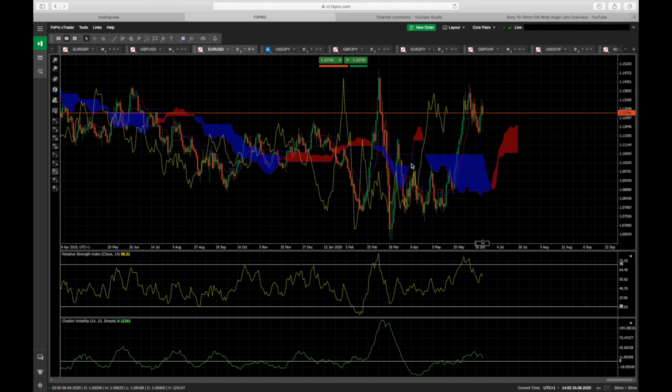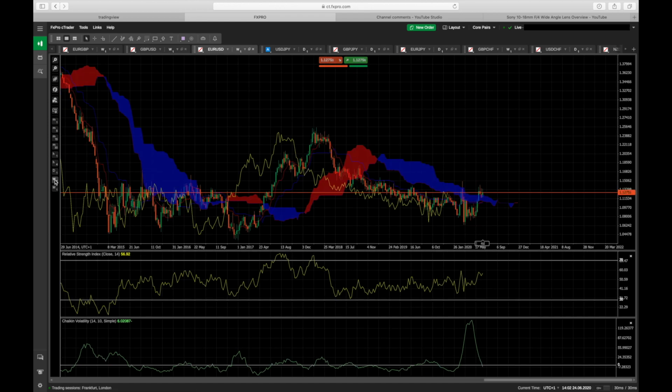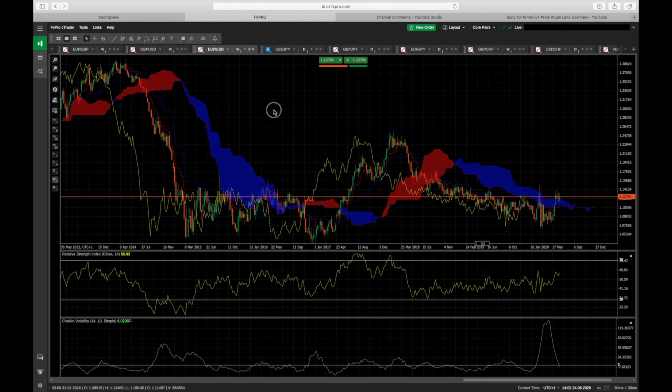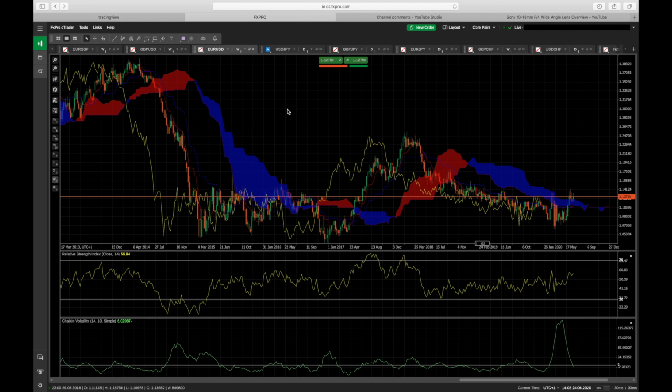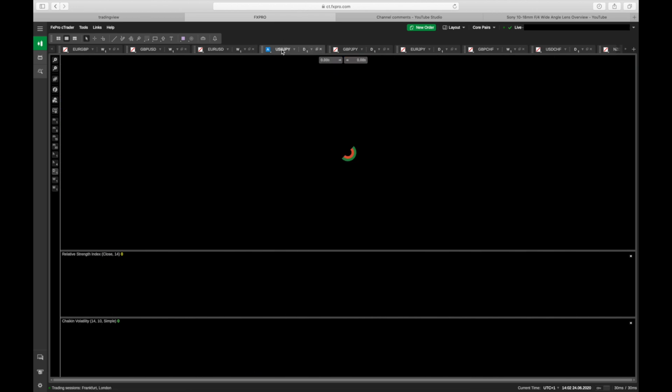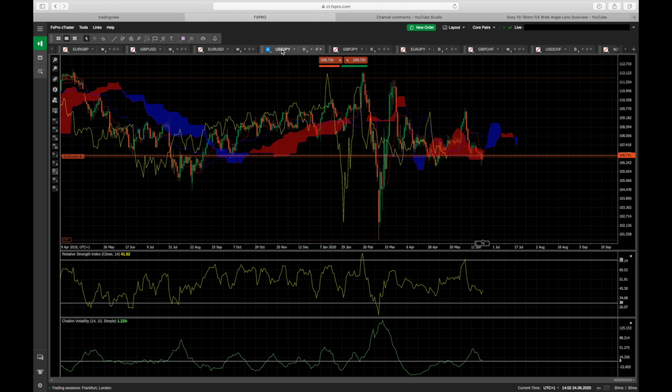I've looked at this pair for a long period of time, so I do have a rough idea of how it functions. With that in mind, we'll be looking to short this pair. Jump back up to the weekly chart, scroll to the right, and leave it on the weekly, and move on to our next currency pair, which is the USD Yen.